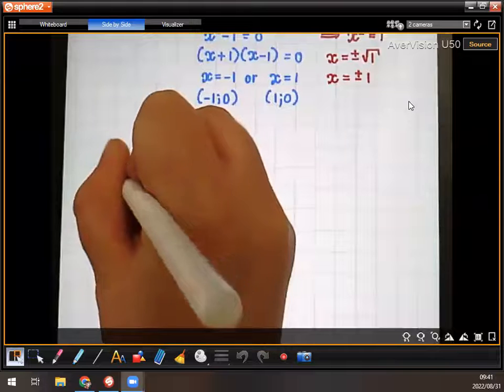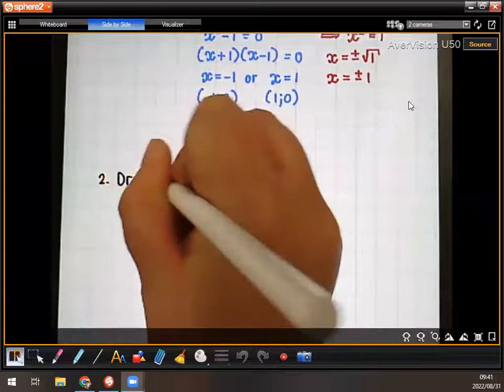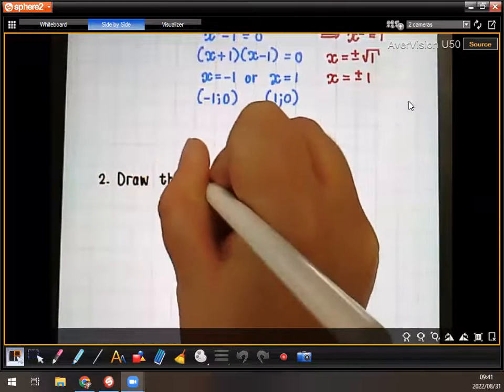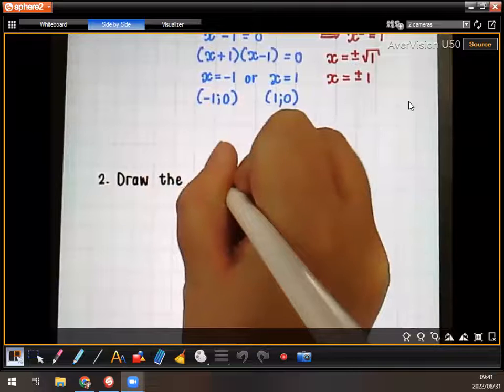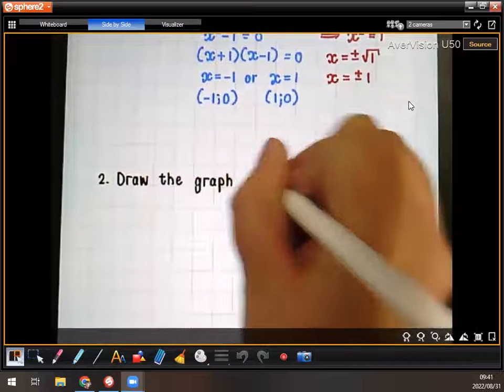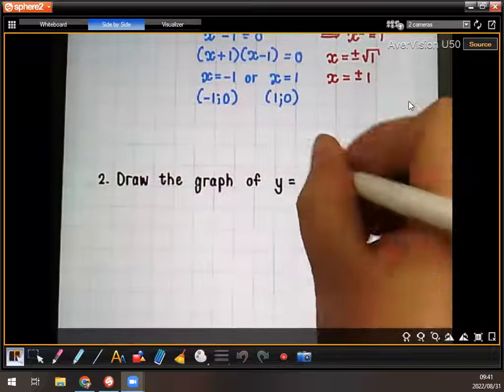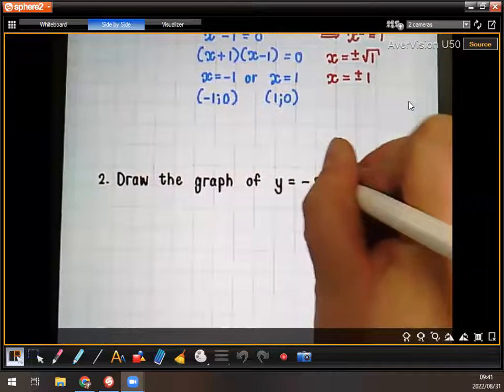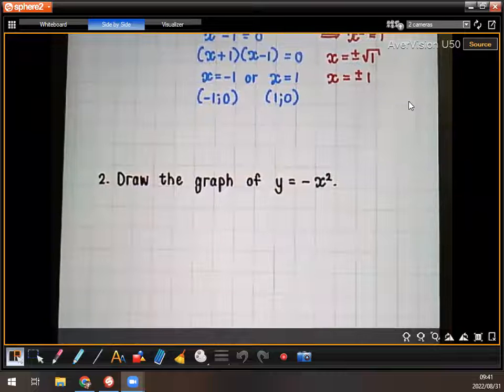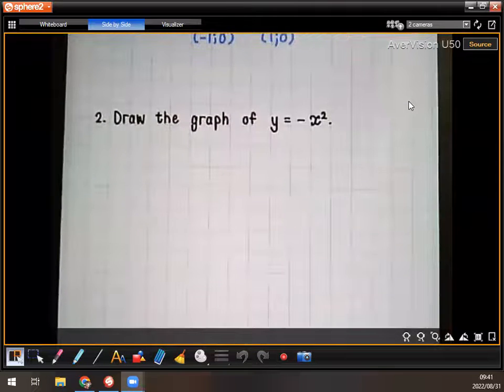Okay, let me write the whole question. Draw the graph y equals negative x squared. Just negative x squared, no cube.